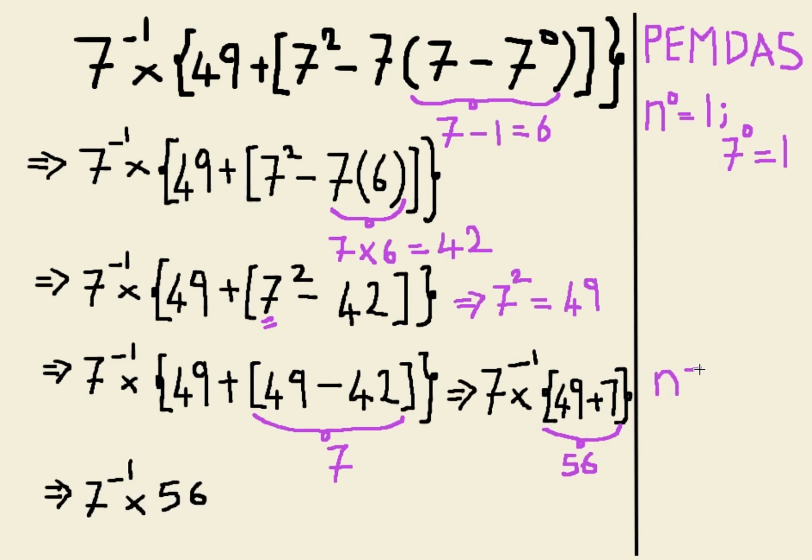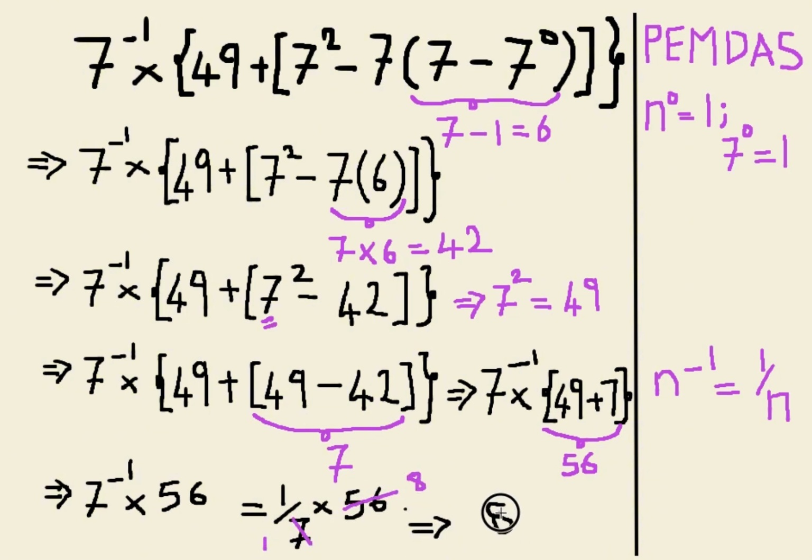Finally, we handle the negative exponent. Remember that any number raised to the power of -1 is its reciprocal, so 7^(-1) is equal to 1/7. We are left with 1/7 times 56, which is the same as 56 divided by 7. This gives us our final answer of 8. We've solved the entire expression step by step.